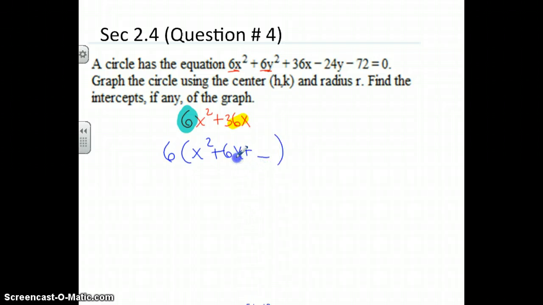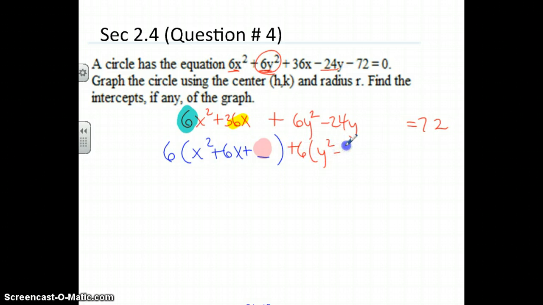This complicates things a little bit because the number that I'm going to have to add to both sides is not in this pink box, and I'll explain that in a moment. But let's go ahead and finish this up and put the y terms together as well. So I'm going to grab this 6y squared and the negative 24y, and I'm going to throw the 72 on the other side while I'm thinking about it. Over here I'm going to factor out a 6 as well. And since I've created 2 blanks on the left, I'm going to have to create 2 blanks on the right.